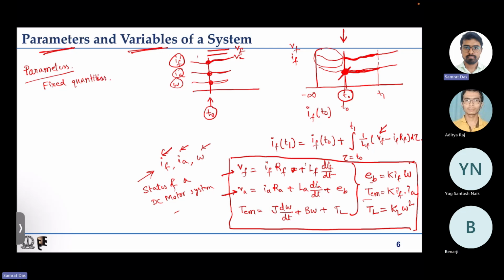Fixed quantities whose value does not change significantly during the operation of the system, and the quantities that describe, that decide the characteristics of the system. I think someone is unmuted.